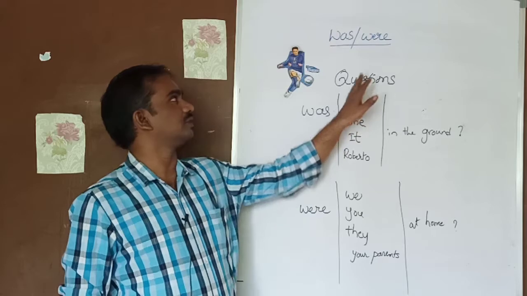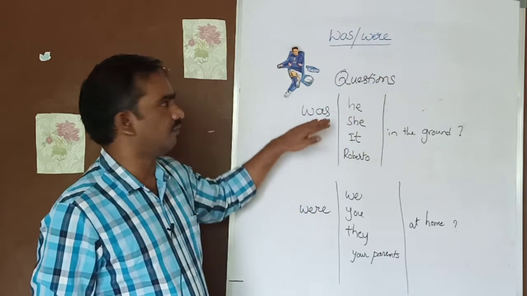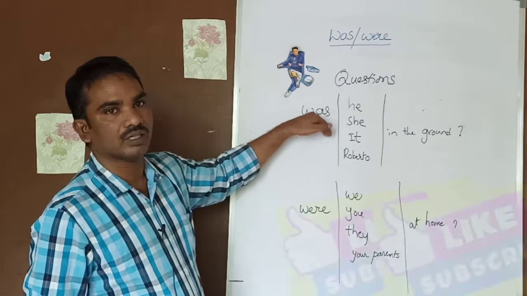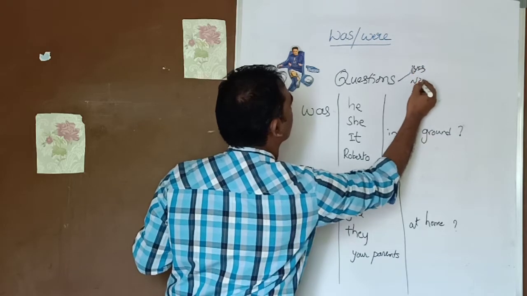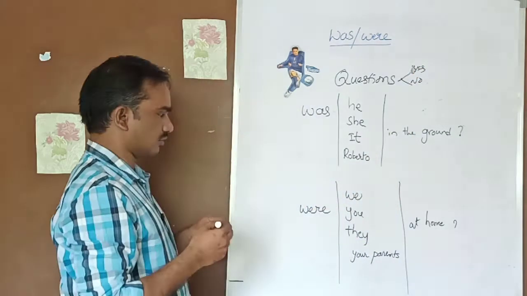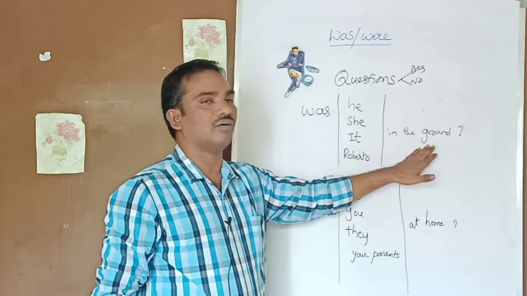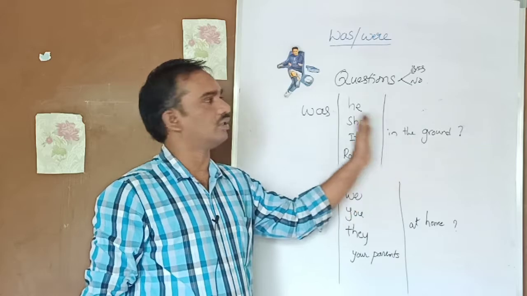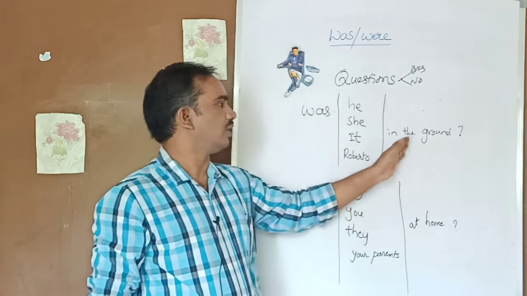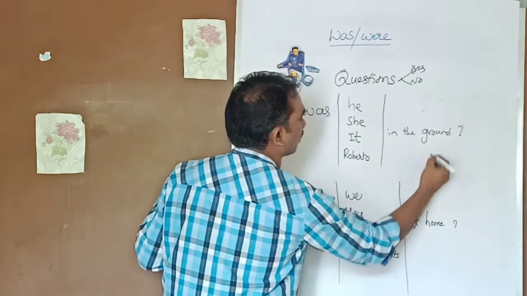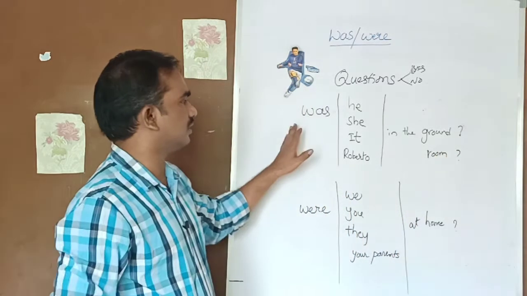Let's look at the questions using was and were. Since these are yes or no questions, they start with was or were. So how do you start these questions? You have to start with was or were. Was he in the ground? Was he in the room? Was he in the office? You can place more words here and you can make more sentences.